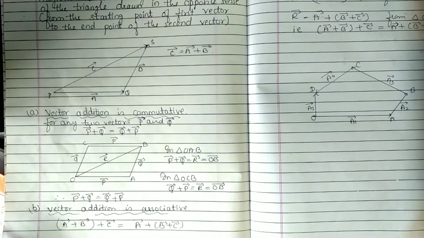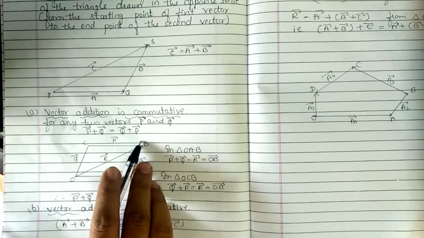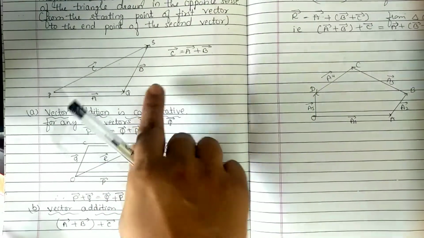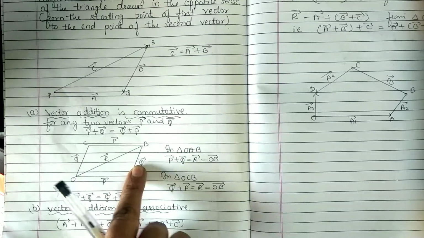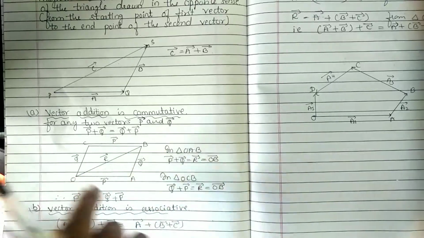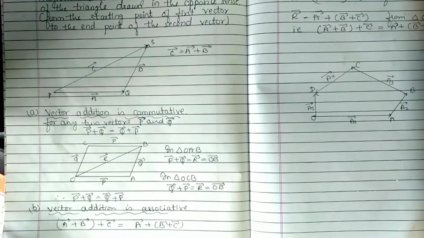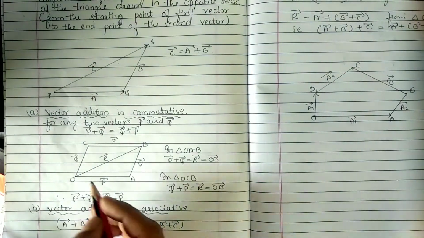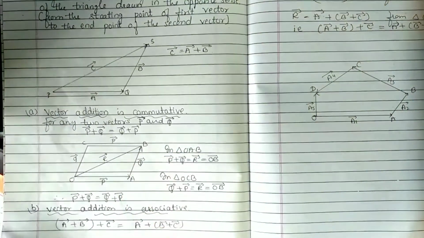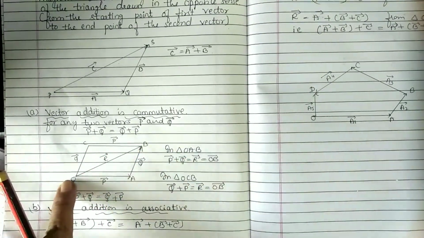So how to prove this? See here, I have taken P, one vector, and another vector Q, then the resultant is O to B according to this law. Now if one side is Q, what will be in a parallelogram? The other opposite side is also Q. And if it is P, this is also P. So how to prove that vector addition is commutative? See here, O to A I have taken, then A to B I have taken, then the resultant is O to B. This is true for triangle OAB.